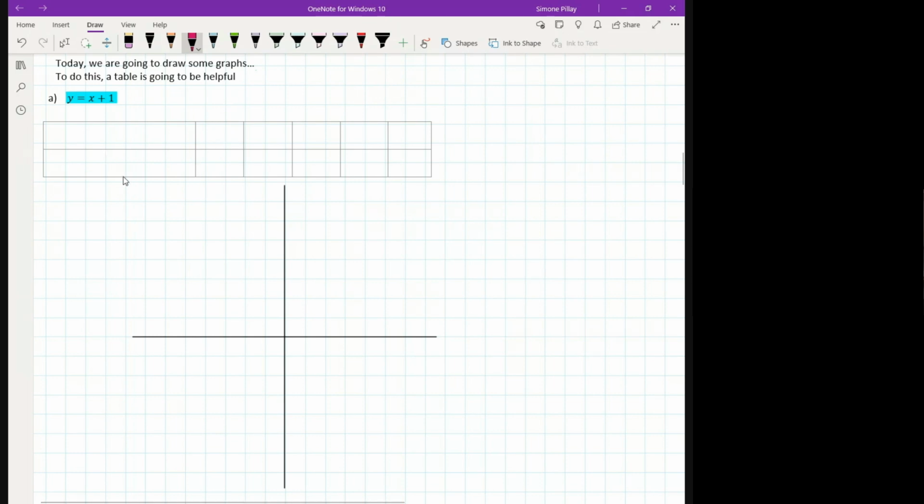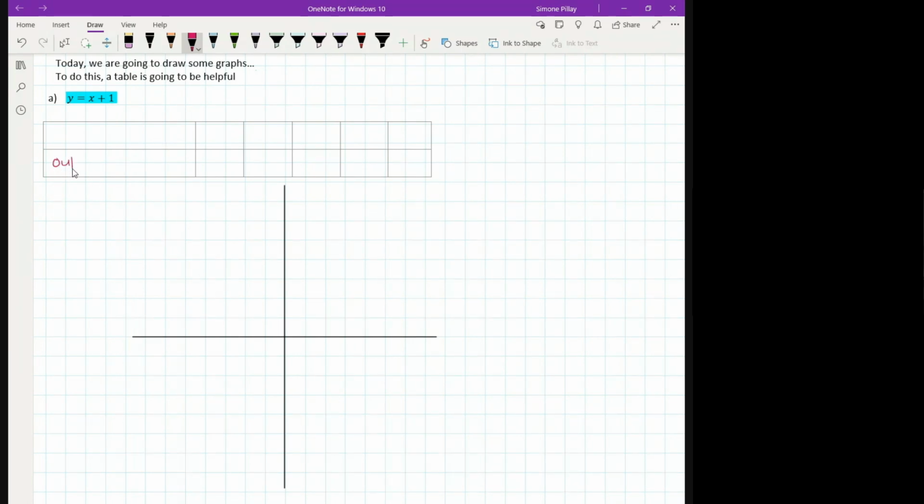So we've been given this equation over here that says y is equal to x plus 1. Now, what I want you guys to know is, remember, my y is basically my dependent variable. It's my output. Okay, so remember what we said.